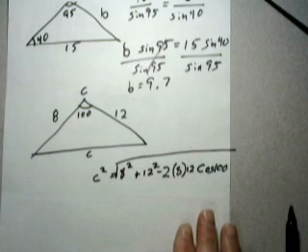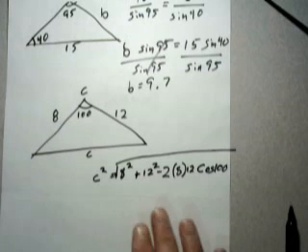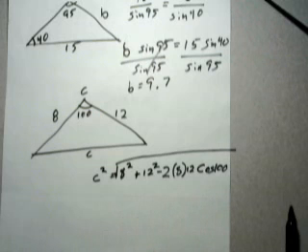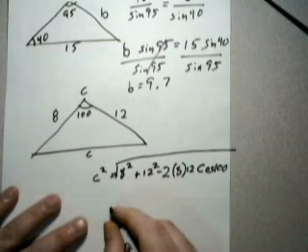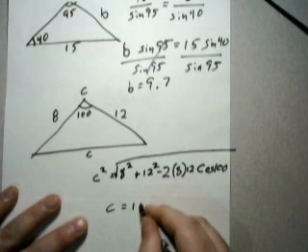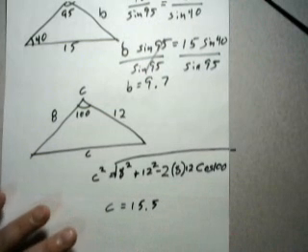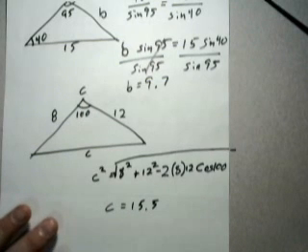You can do individual parts of it if you want, or if you have a calculator that can do it, you can just put it all right in, right underneath the square root. So 8 squared plus 12 squared minus 2 times 8 times 12 times the cosine of 100. 15.5. So C is equal to 15.5. All right.